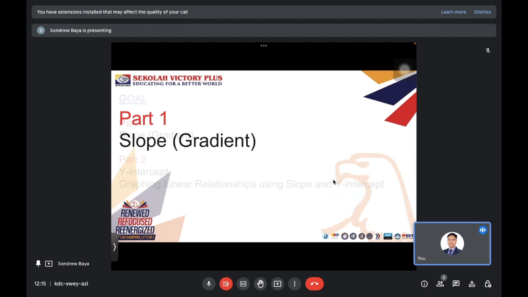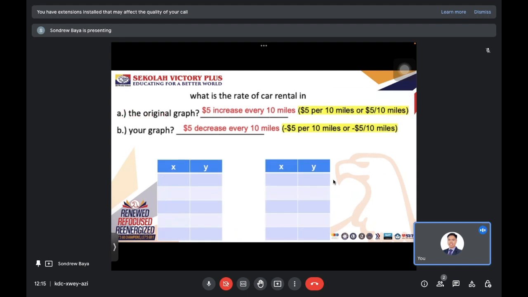Okay? For you to better understand the slope, let's go back to these situations. So the first situation is the one that we had in the formative. So what is the rate of car rental in the original graph? So we know already that the rate of the car rental is $5 per 10 miles. That's in the original graph. Meaning, there's an increase of $5 every 10 miles. While in your graph, it's negative $5 per 10 miles, or a decrease of $5 every 10 miles.